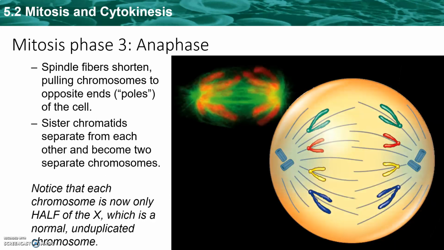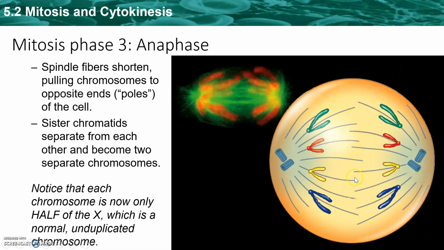All right, next we have anaphase. And in anaphase, notice that those chromosomes are now being pulled apart. The spindle fibers shorten, and that pulls on each X. It takes one half of the X to one side of the cell. The other half of the X is going to the other side of the cell.